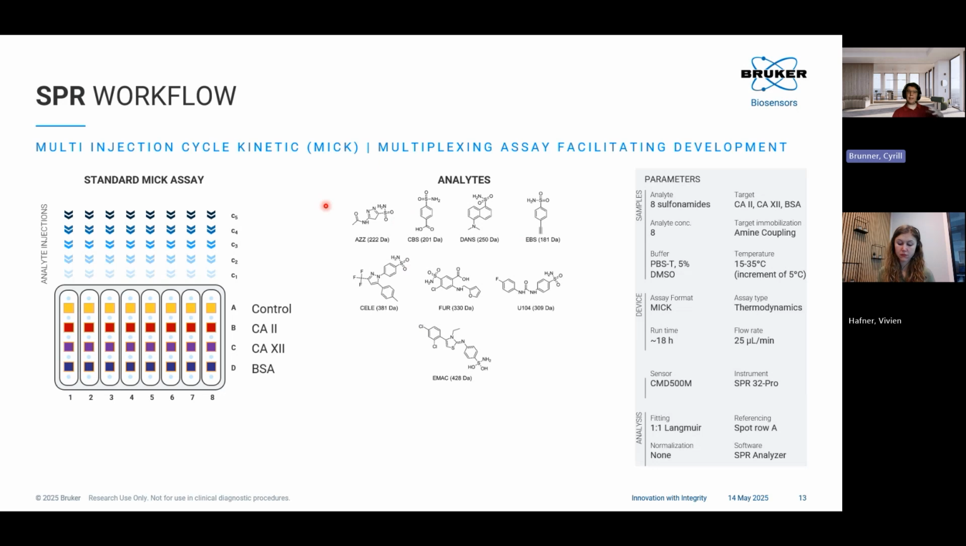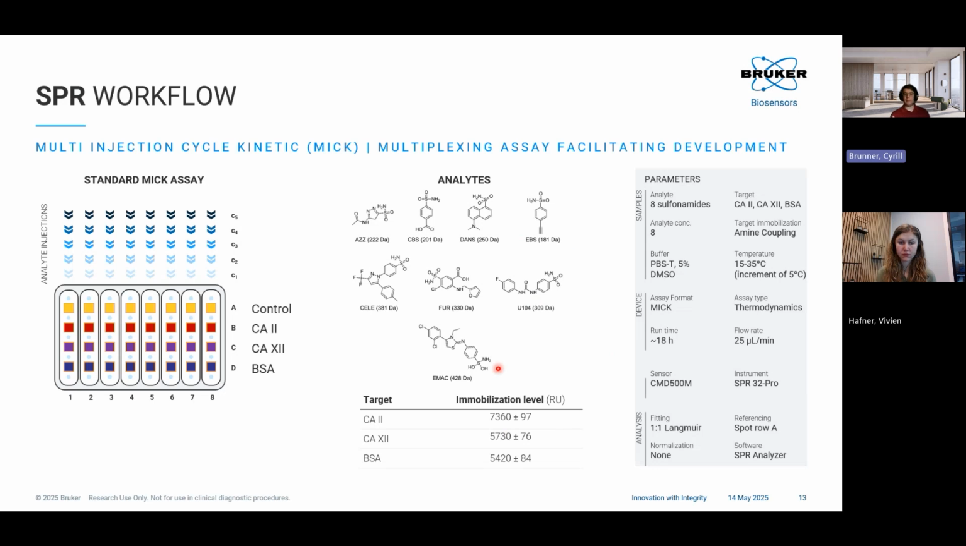We have compounds like approved drugs such as acetazolamide. We have compounds in there which are more fragment-like, like CBS, for instance. Also compounds which tend to be selective towards one protein, for instance, EMAC is reported to be selective towards carbonic anhydrase 2 over other carbonic anhydrases. The proteins were immobilized by amine coupling such that they covalently stay on the sensor surface. Here are the immobilization densities.